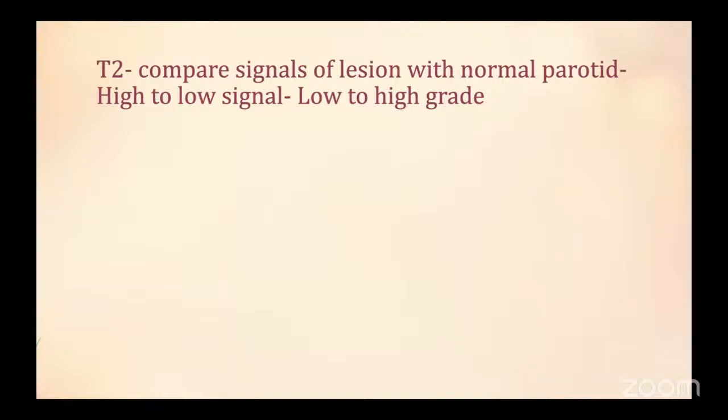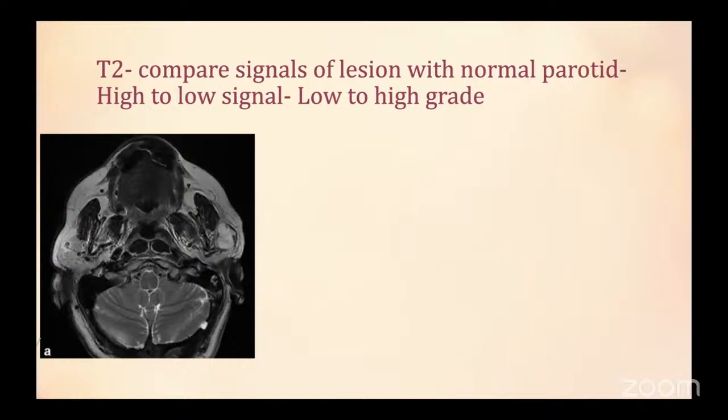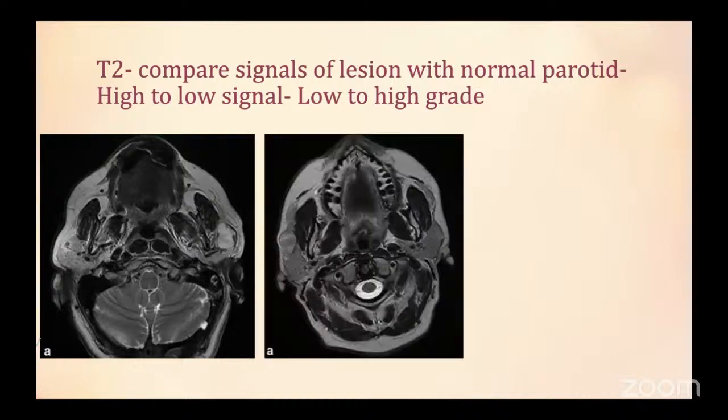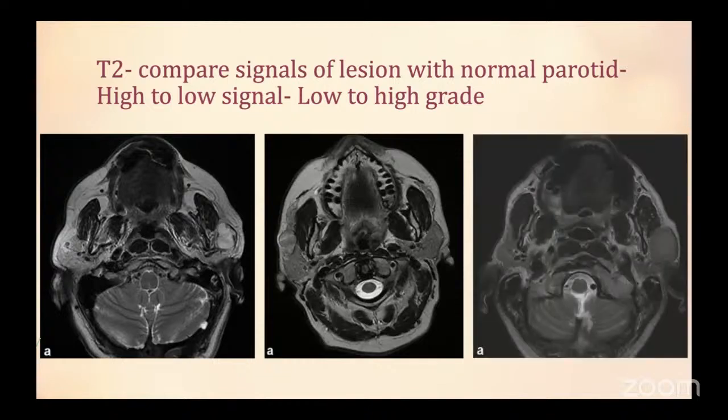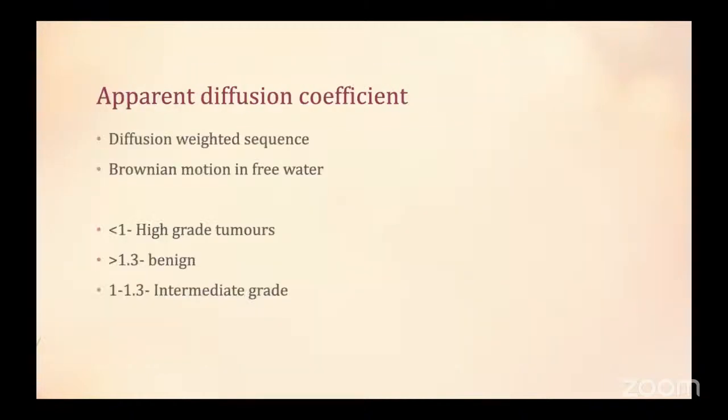T2 is used to compare the signal of the lesion with the normal parotid. So when the signal is high, the grade of the tumor is low. And as the signal decreases, the grade of the tumor increases. So the first picture we can see on the left-hand side is a high signal intensity. This is a case of pleomorphic adenoma. And as the signal intensity reduces, the third picture on the left-hand side is of a high-grade malignancy. So higher grade will have low signal.